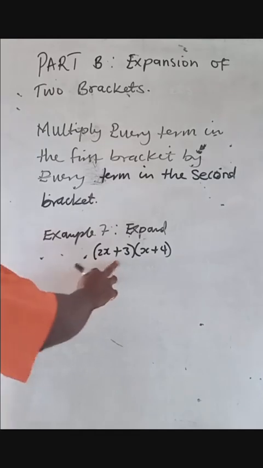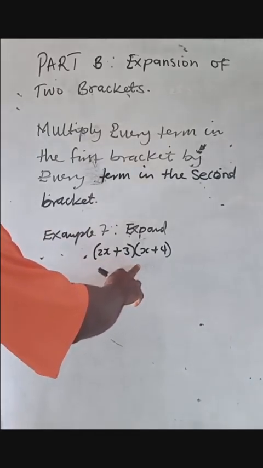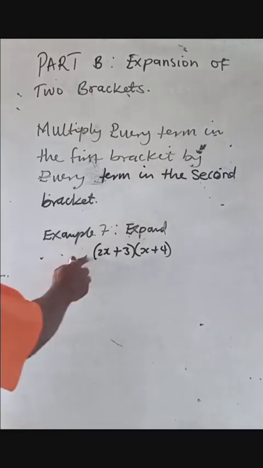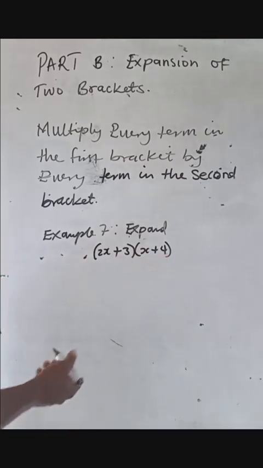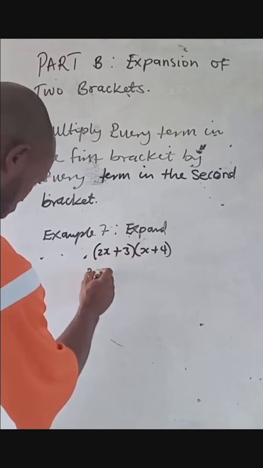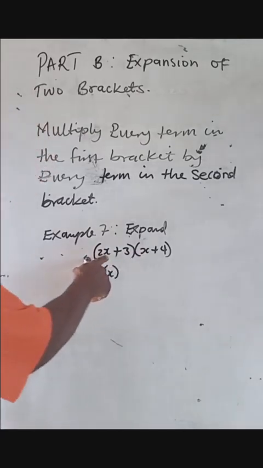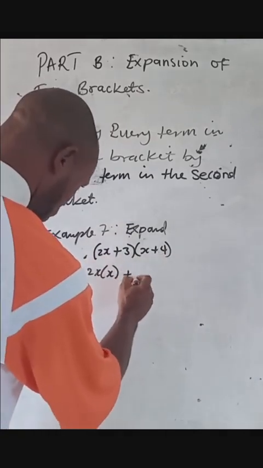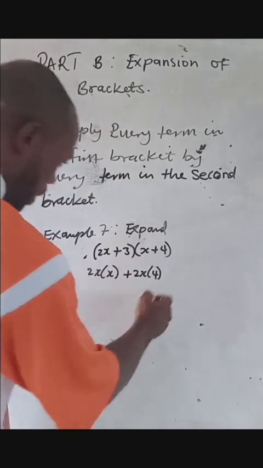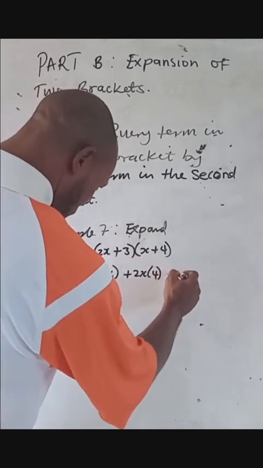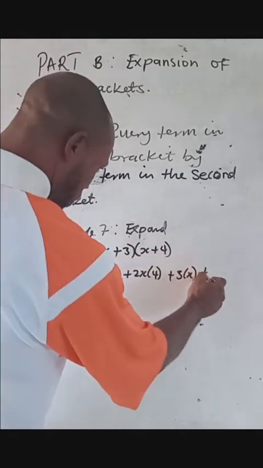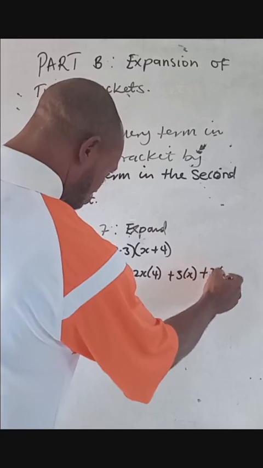Expand (2x + 3) multiplied by (x + 4). Again, we are going to multiply each term in the first bracket with each term in the second bracket. Therefore, 2x multiplied by x is 2x multiplied by x. 2x multiplied by plus 4 is plus 2x multiplied by 4. Plus 3 multiplied by x. Plus 3 multiplied by plus 4 is plus 3 multiplied by 4.